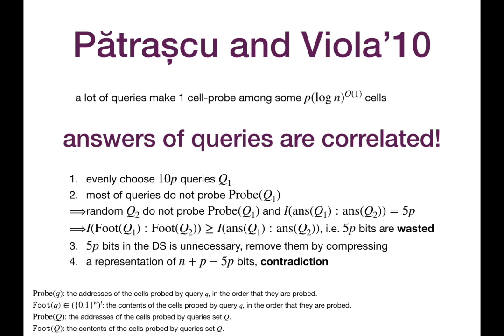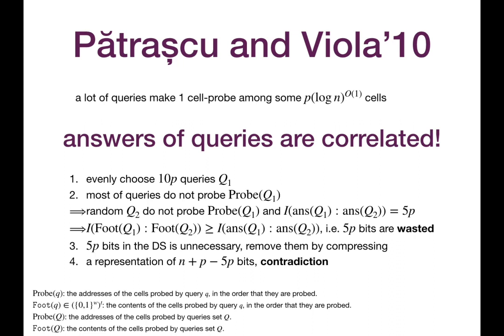Secondly, lots of information is contained in the answers of both Q1 and Q2. The information is also contained in the cells probed by Q1 and Q2, since the CPU can recover the answers of Q1 and Q2 from the cells. However, Q2 doesn't probe the cells probed by Q1, which means the bits are wasted. So, we can remove 5p bits by compressing the data structure. In the end, we have a too-good-to-be-true representation of the database.